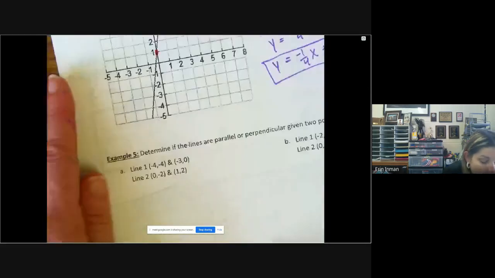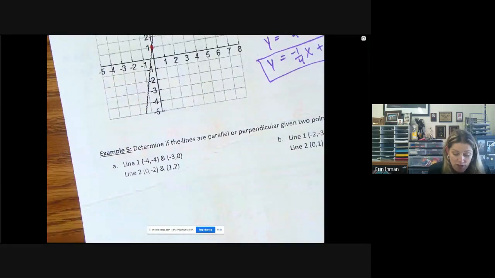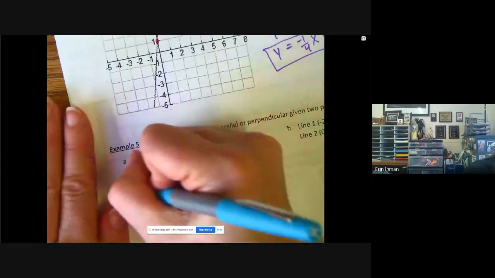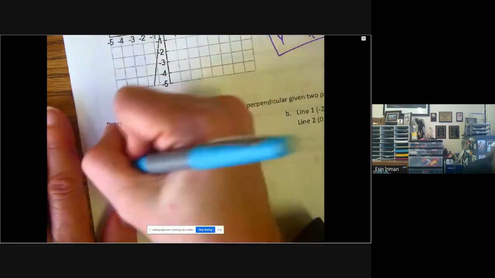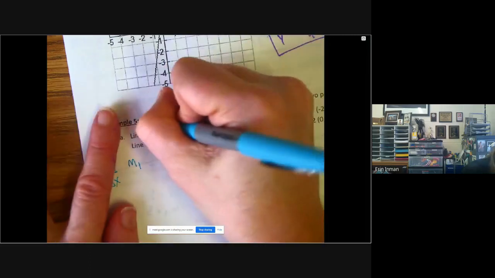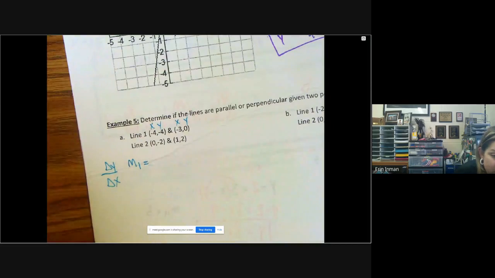All right, then last but not least, let's talk about if we're looking at two lines and we have the ordered pairs and we're trying to determine the relationship between the lines. So as I look at these, I really want to just find my slopes. So the slope for line 1, we'll use M1. Remember, slope is the change in the y over the change in the x. It doesn't matter which ordered pair we start with.